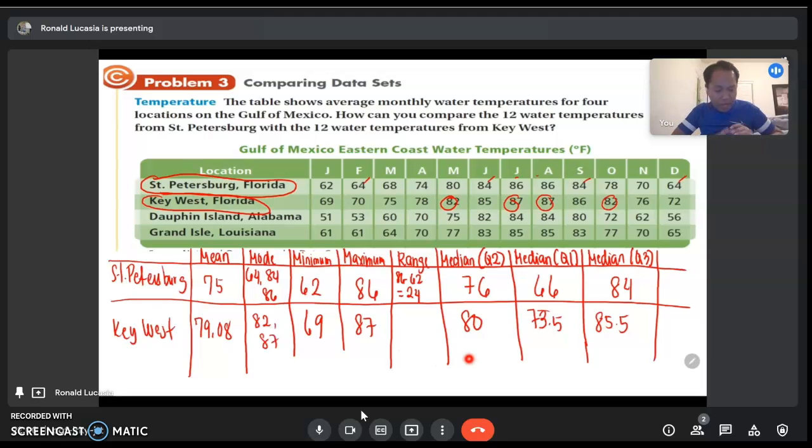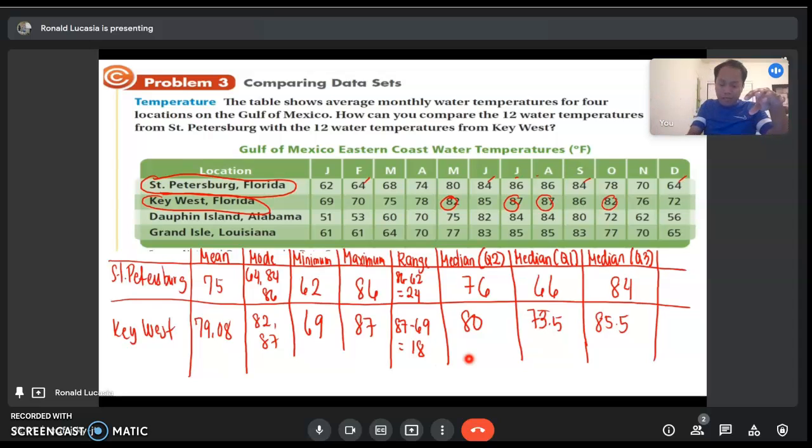For the range, you have to get the highest score. The highest score for Key West is 87 minus 69. That will give you 18 as the range. So although we have a lot of data that we need to compare for the water temperature of St. Petersburg and Key West, we were able to maximize the use of Desmos.